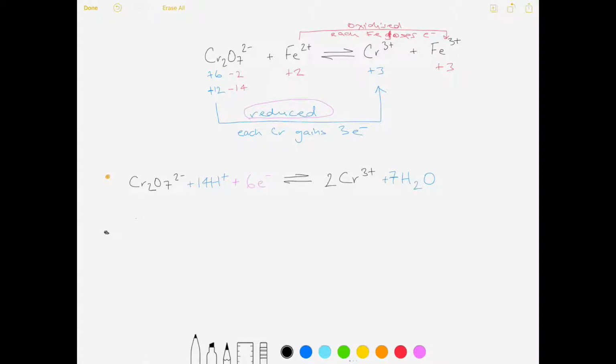The second half equation is slightly easier. We have Fe2+. Again, I'm going to leave a gap, and then Fe3+. And it's quite clear in this reaction that we're becoming more positive, and if the ion is becoming more positive, that means the ion has actually lost a single electron. Fe3+ plus an electron will form Fe2+, and vice versa, where it removes an electron. Great, so we've got the half equations.